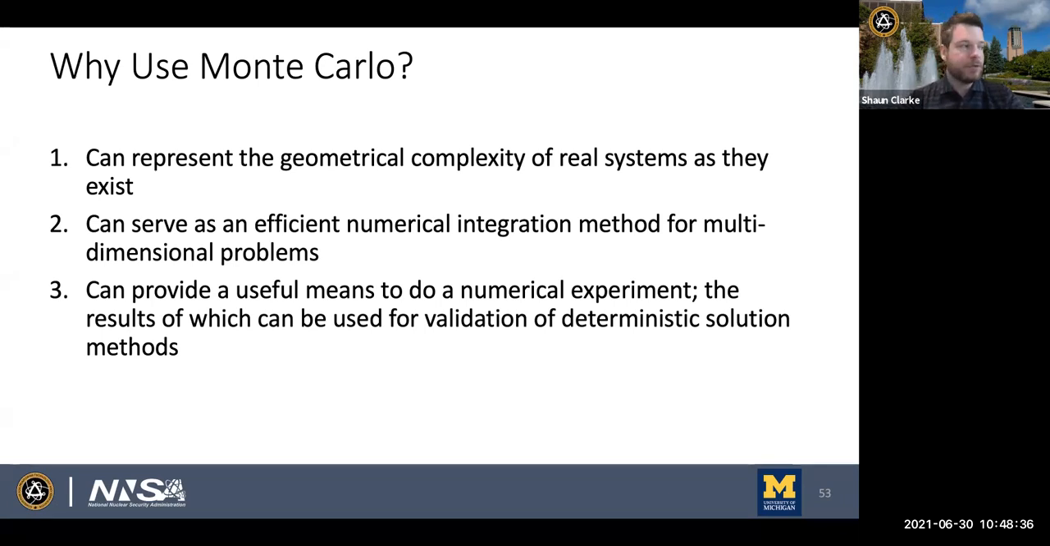However, the tracks that you're transporting are generally more valuable to your solution. So each history takes longer, but each history also contributes more to your solution. So in general, you come out ahead with weighted Monte Carlo if the weighting or biasing is applied in an efficient manner.